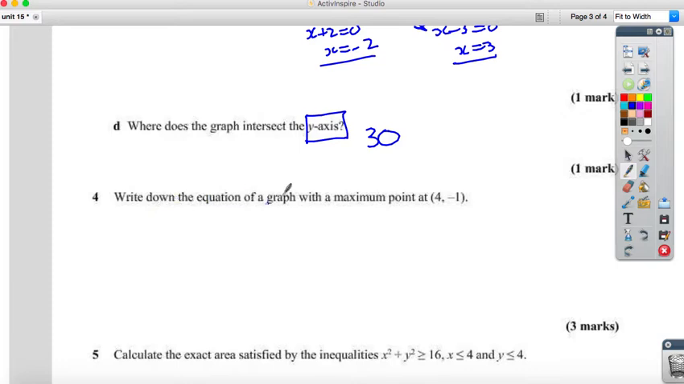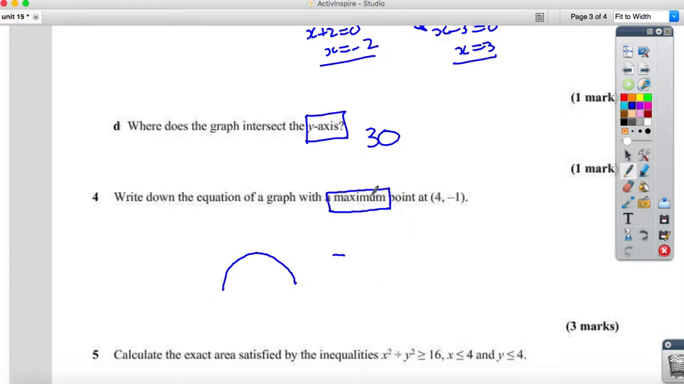Write down the equation of a graph with a maximum point at (4, -1). Now if the maximum's at (4, -1), the key thing first of all here is it's a maximum, not a minimum. So it's a maximum point, it's going to be this way up. And to get a graph like that, it must be a minus x squared. There must be a minus in front of something to make it negative.